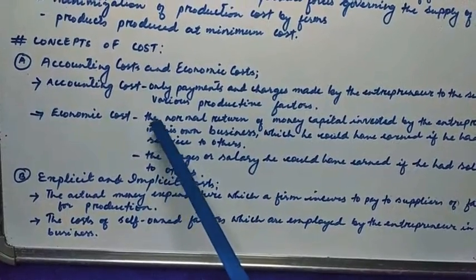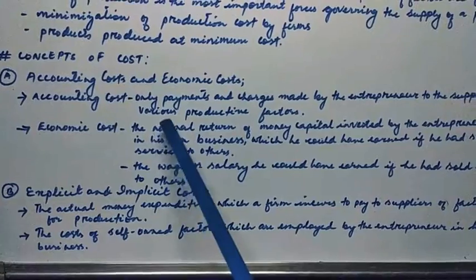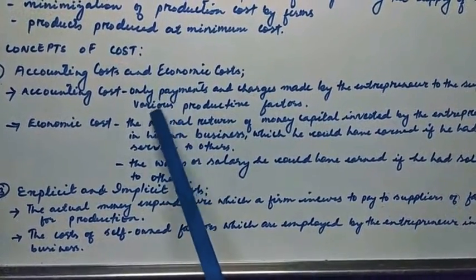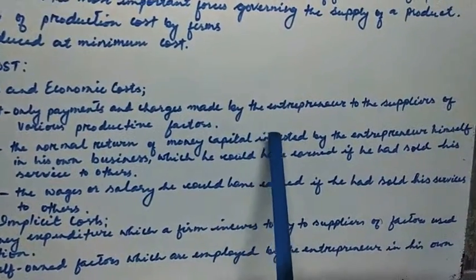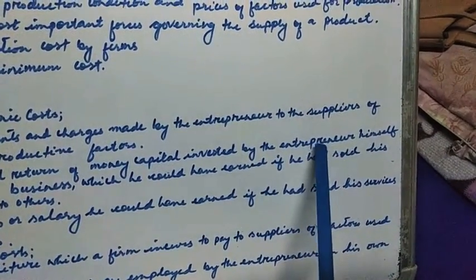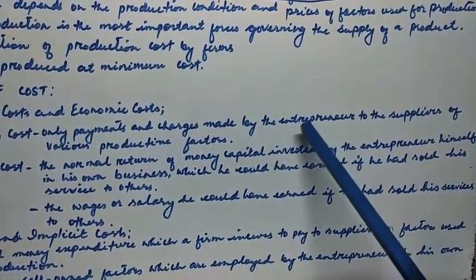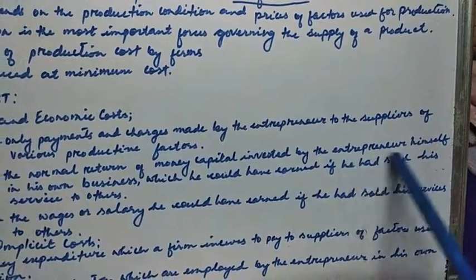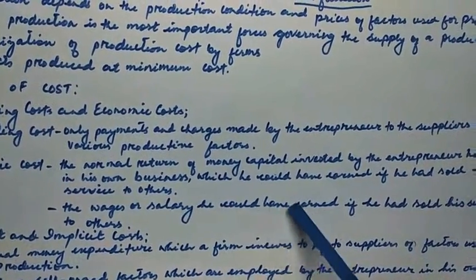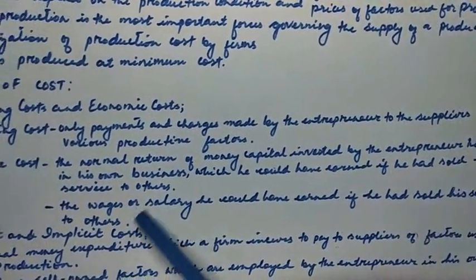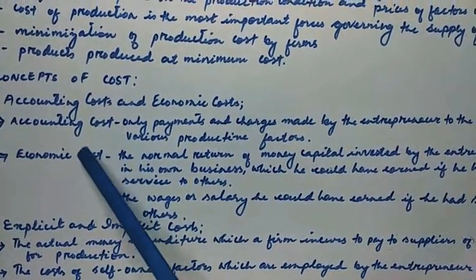So from the economics point of view, in economic cost, the production costs would include these two: the normal return on money capital invested by the entrepreneur himself in his own business, and also the wages or salary he could have earned if he had sold his service to others. So both are included when it comes to economic costs.